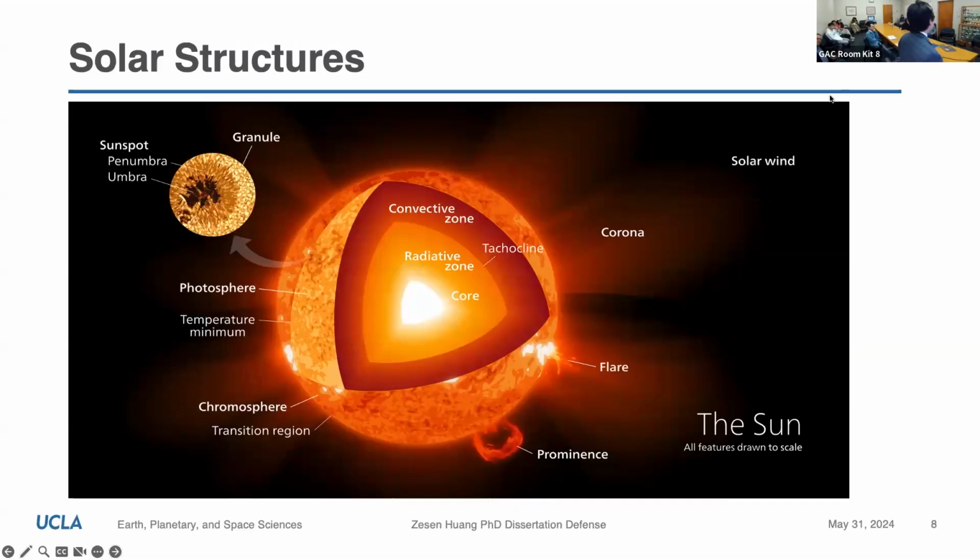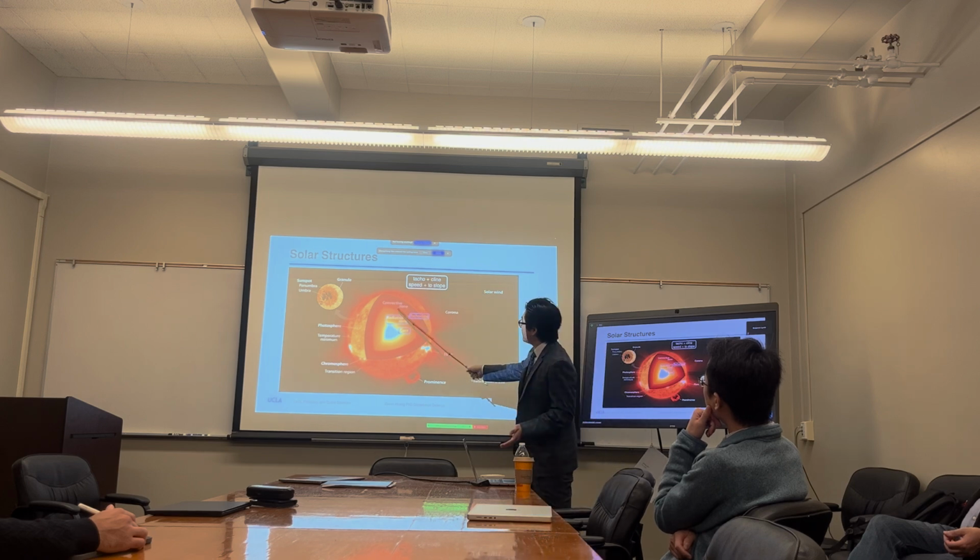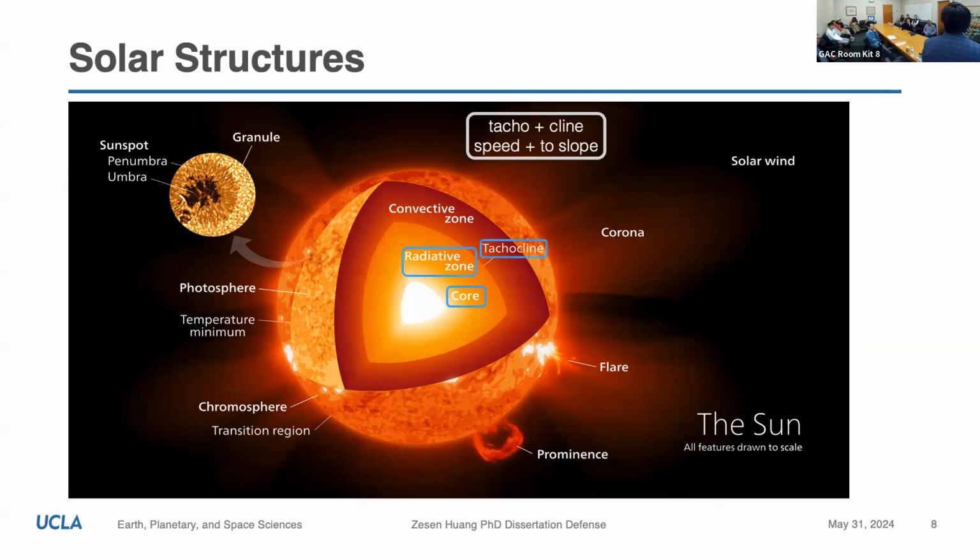So here is the structure of our sun. We start from the core where the fusion actually happens, and then we have a radiative zone, and then there's a tachocline. It's a Greek word, and tacho means speed, and cline means the slope. So tachocline means the surface where below, in the radiative zone, the sun is rotating like a solid body, but above, in the convective zone, the sun has differential rotation, and that's why it's called tachocline, because the rotation speed changes quite a lot at the surface.